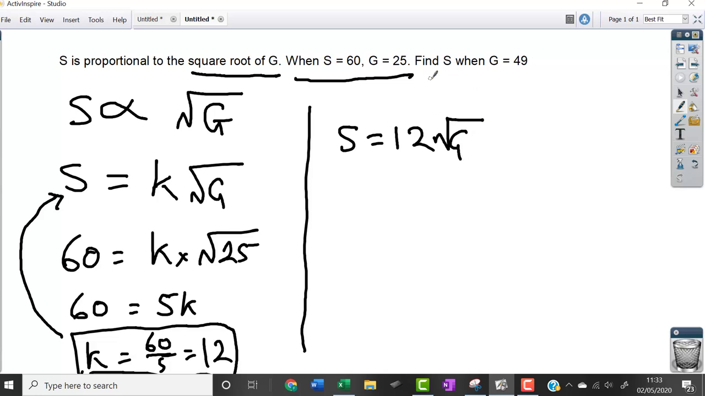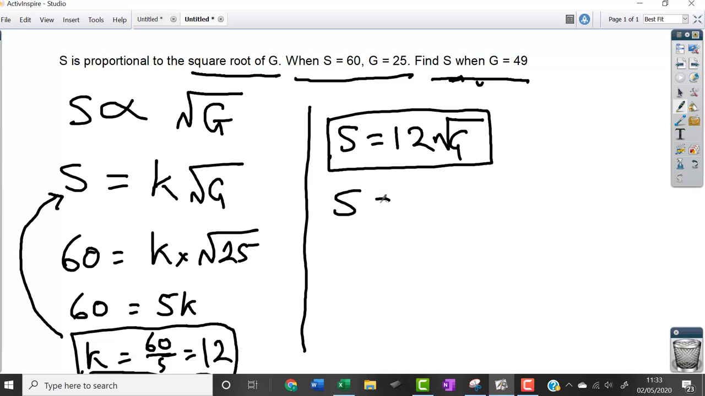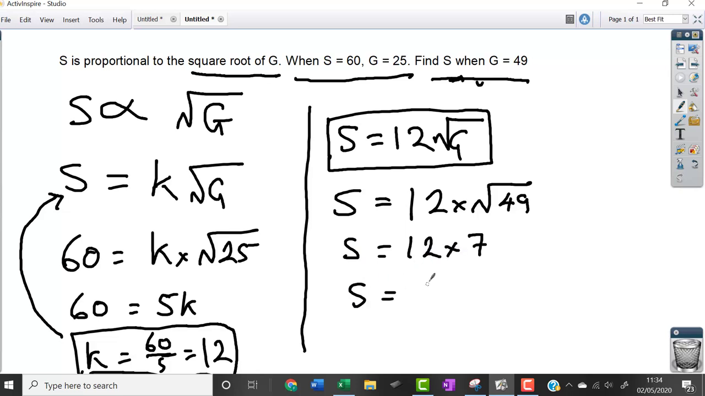Now I can answer the final part of my question. Find S when G equals 49. Well, let's take a look at that. S I've got to find. I know that my K is 12, and that's multiplied by the square root of 49. The square root of 49 is 7, so S equals 12 times 7. So S equals 84. That is the solution for this question.